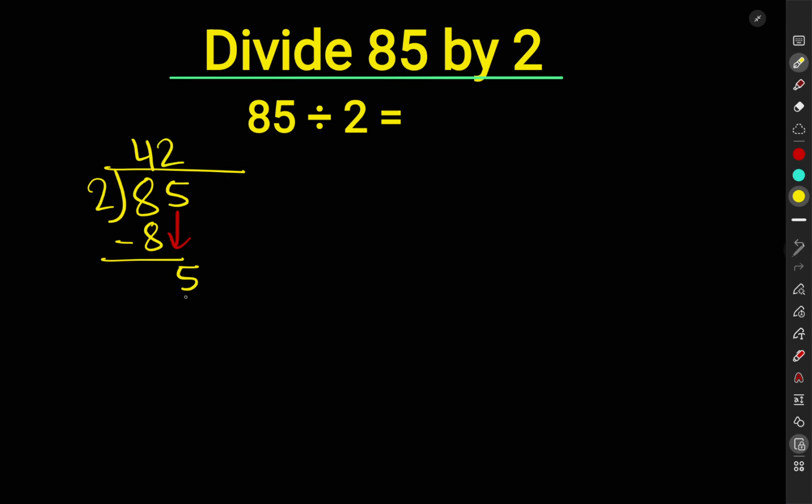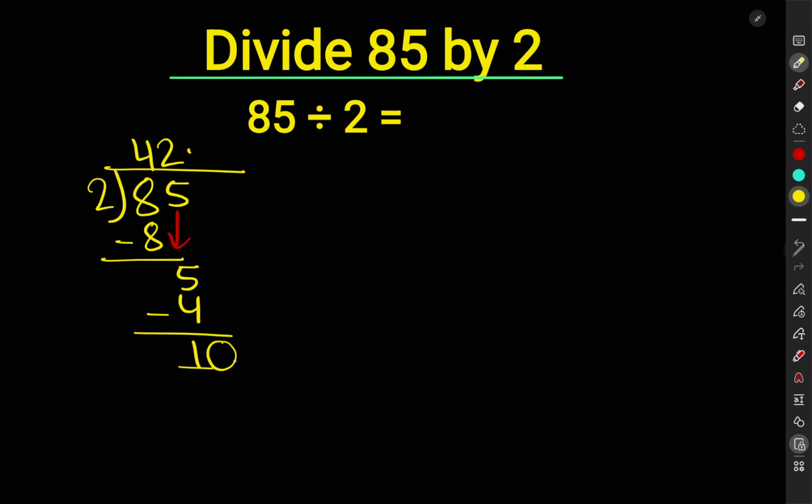So 2 times 2 means 4. On subtracting we get 1. So again this 1 is less than 2, so we put here a decimal so that we can take here 0.